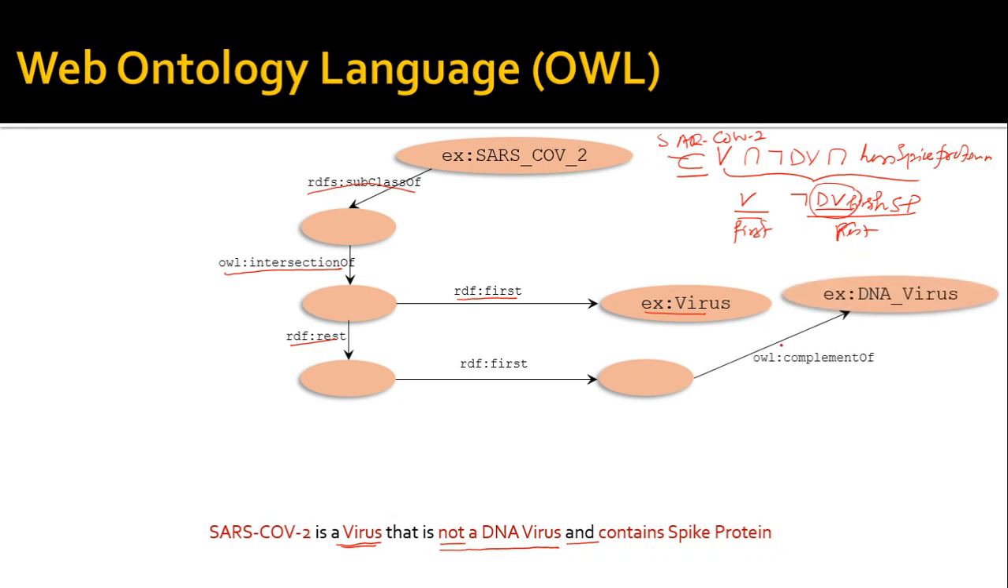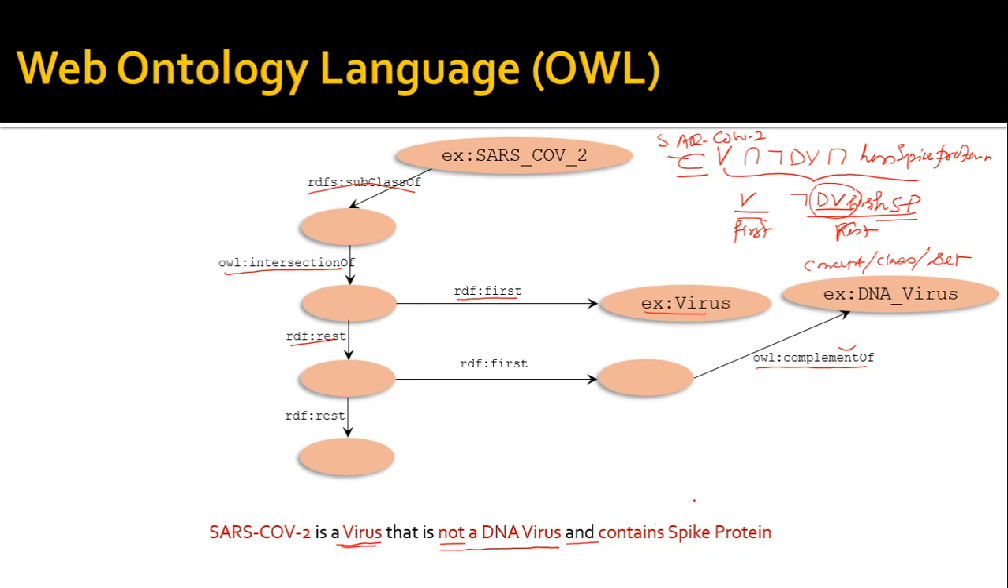So how do we write that? I write that as owl complement of DNA virus. DNA virus is again a concept, a class, and it can be mathematically represented as a set. And as it is a set, we can take a complement of this set, right? Now the rest is only what we are left with: has spike protein.